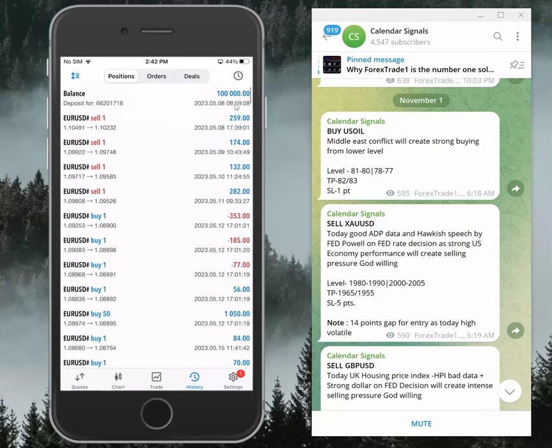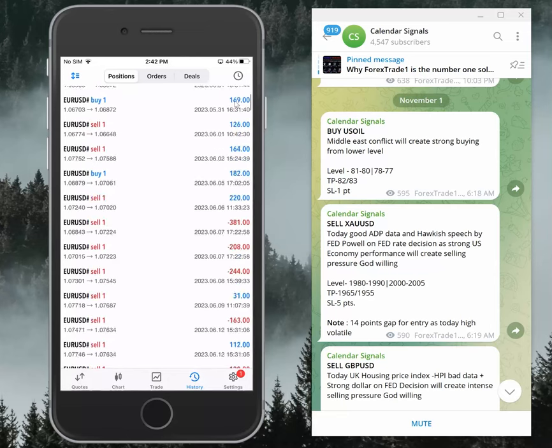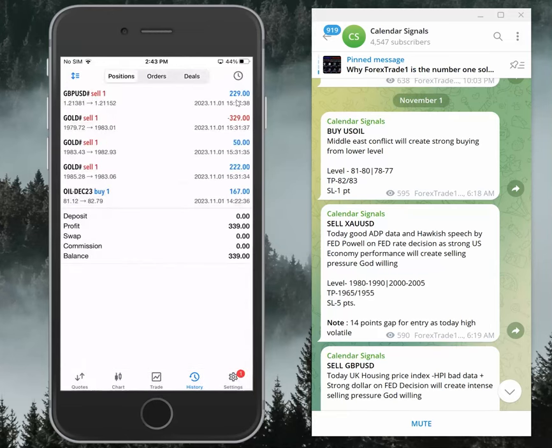And we started trading on this account from 8th of May 2023, started with $100,000, and so far the profit is 96,000, and as we seen today's profit is $339. Here we follow a very safe method as per our calendar signals level we are trading on this account.